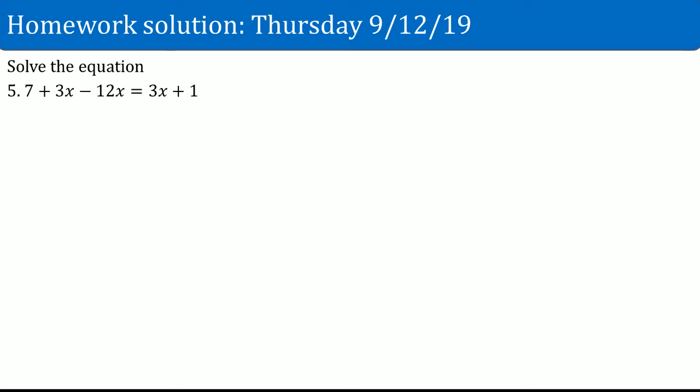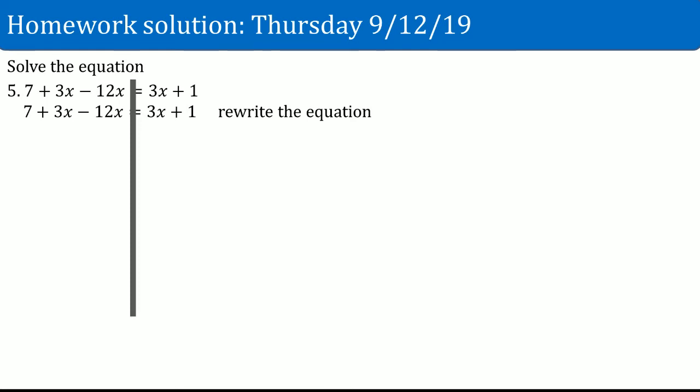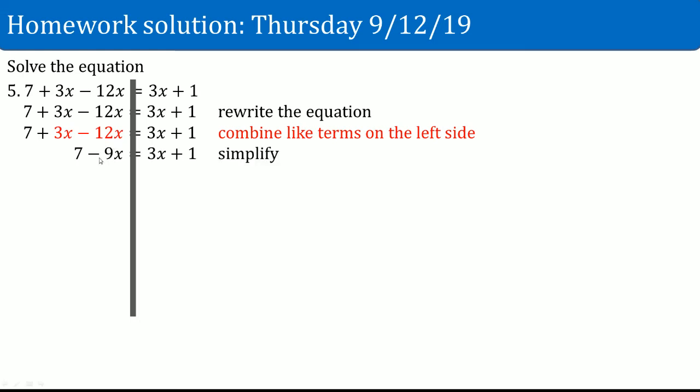We have 7 plus 3x minus 12x equals 3x plus 1. Do not say you don't know how to do it. Just follow the steps. The first step is always to rewrite the equation. Once we rewrite the equation, draw a line straight down. Then follow the procedure. First thing, we want to make the variable by itself. We have a 3x and a minus 12x on the left-hand side, and a 3x on the right-hand side. What I did is I combined the like terms on the left-hand side. I want to make that one variable. So in this case, 3x minus 12x became 9x.